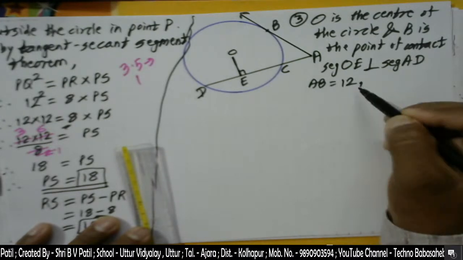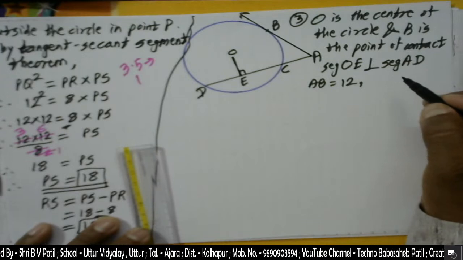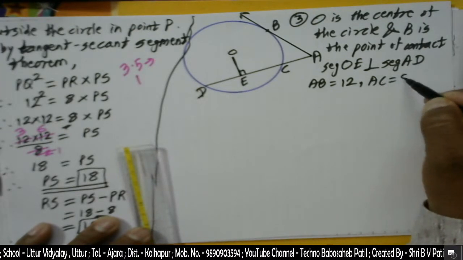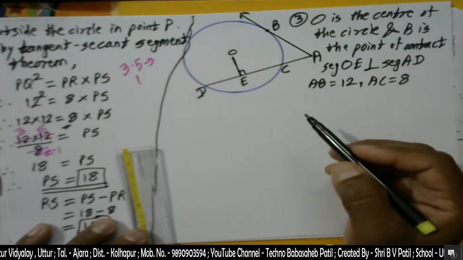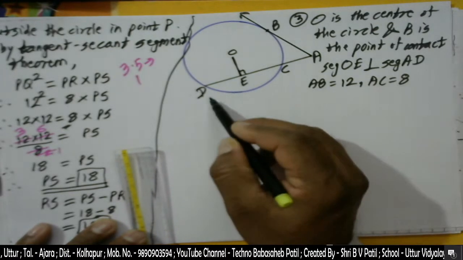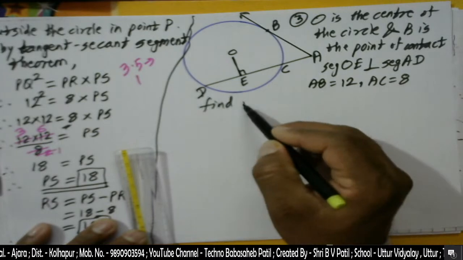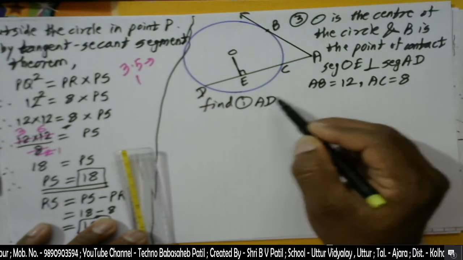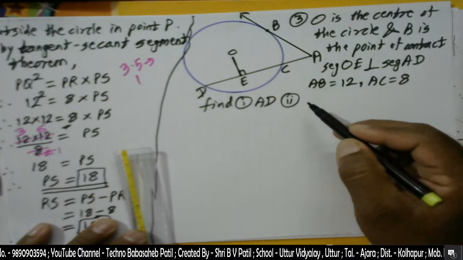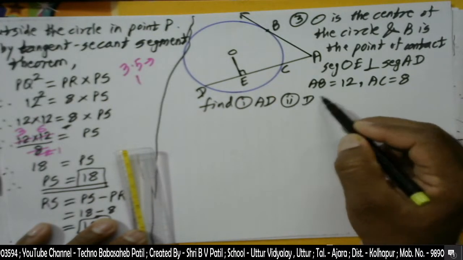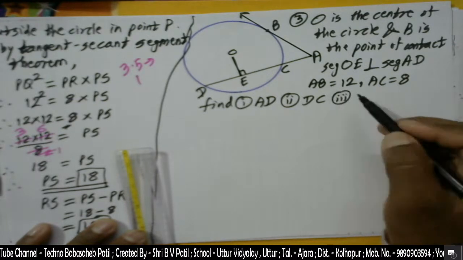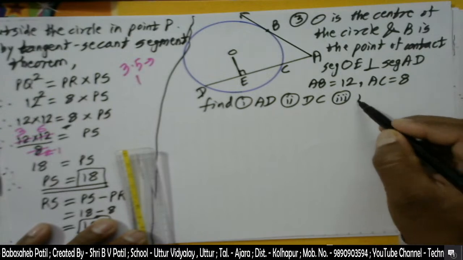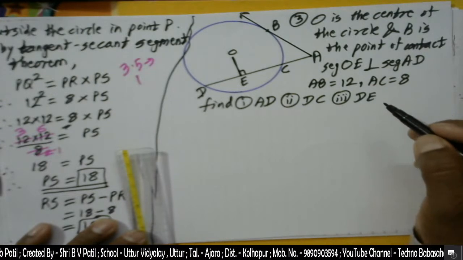AB is 12, AC is 8. Find first AD, second DC, and third DE.